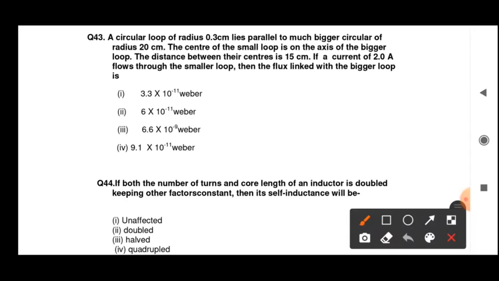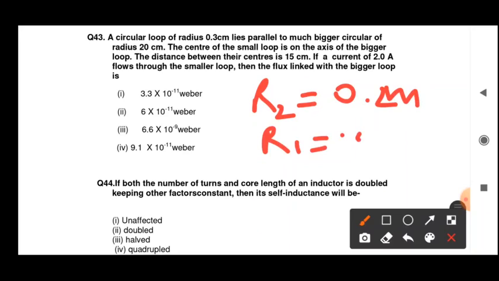So if a current of 2 ampere flows through the smaller loop, then the flux linked with the bigger loop is what? So here in this question, if you will see, the net flux linked with the smaller loop is phi 1 and with the bigger loop is phi 2. The value of radius is given for the second one, that is 20 centimeter, it will be 0.2 meter, and for the first one it is 0.3 centimeter, means 0.003 meter.